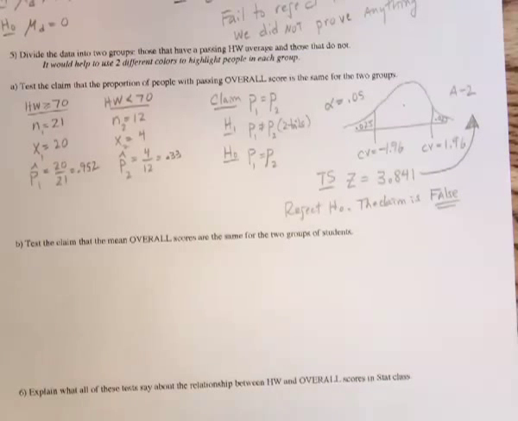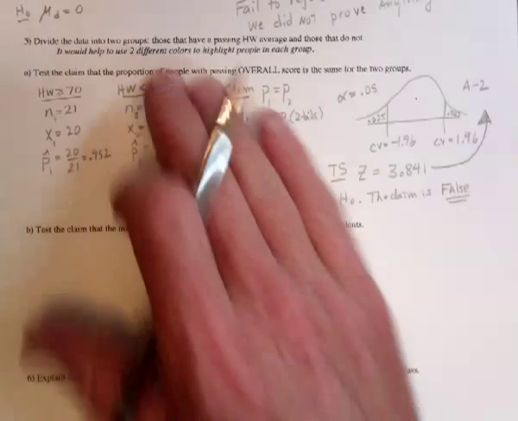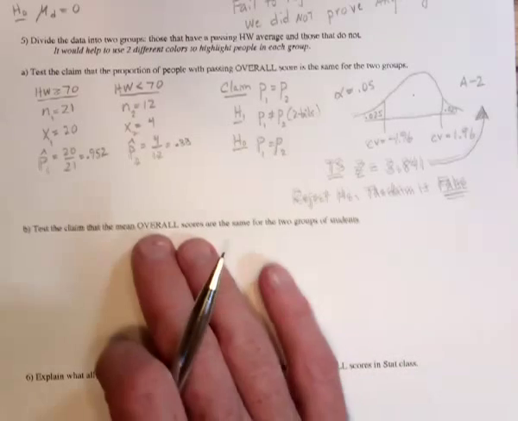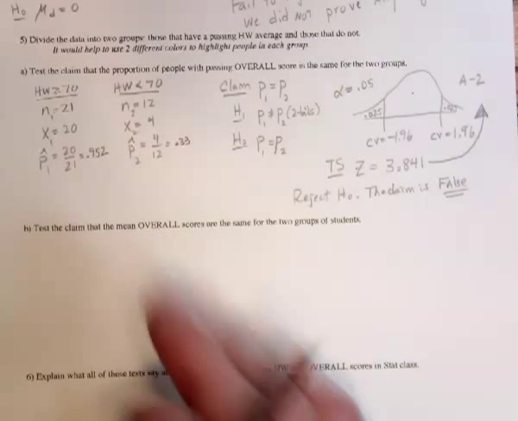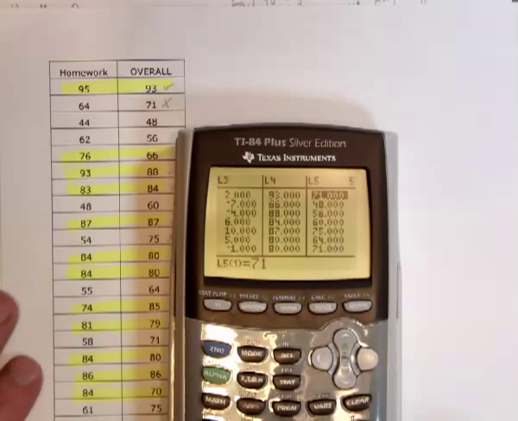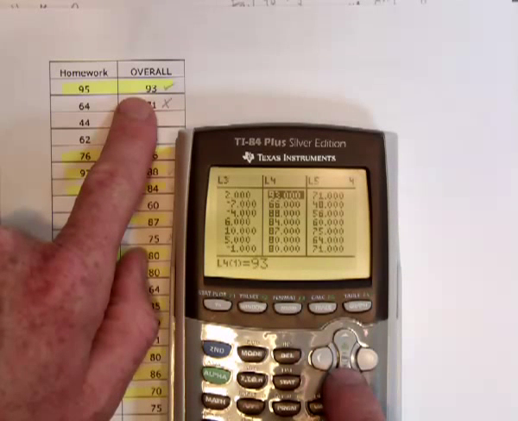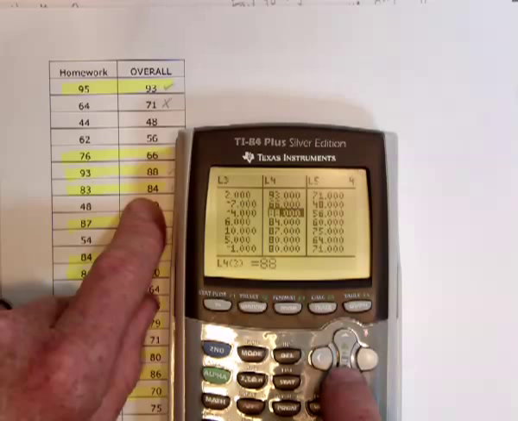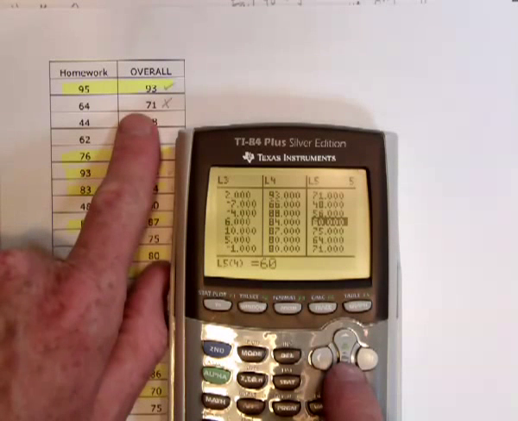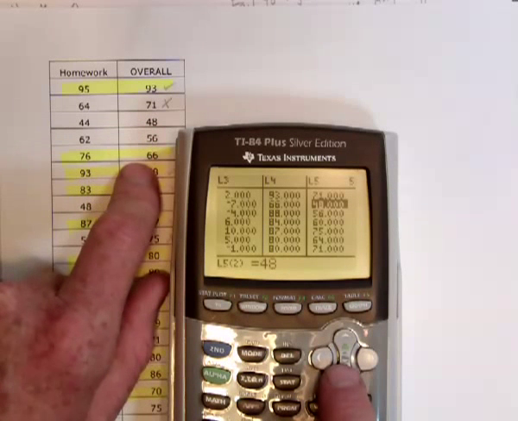All right, for the next thing, now we've still got the people divided into 2 groups. So these directions up here apply to both A and B. We have them divided into 2 groups, the highlighted and the non-highlighted. The next question is about their overall scores again. So what you've got to do is take the highlighted people and put them in a list. Here are the people that are doing well on homework, and we're going to take their overall scores and put them in a list. And then for the people that aren't doing well on homework, their overall scores are over here in list 5.